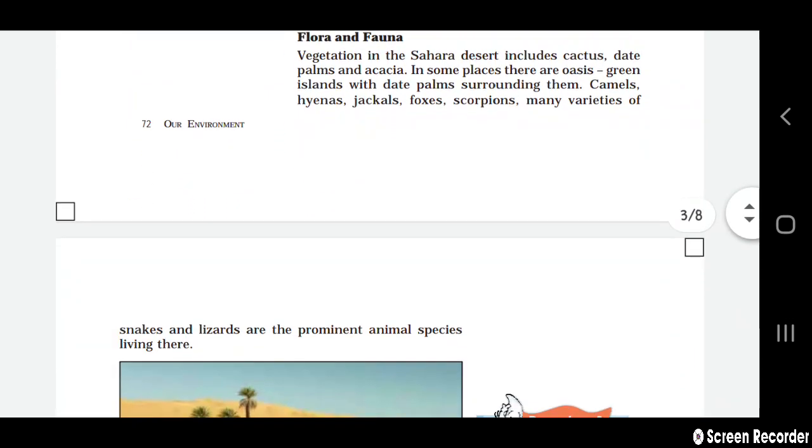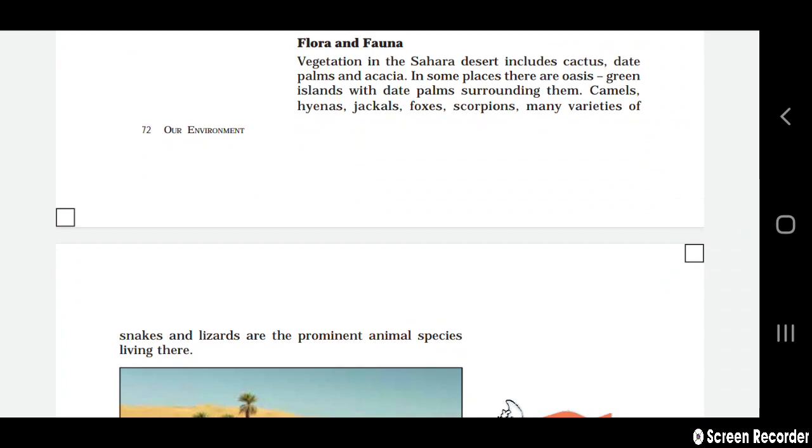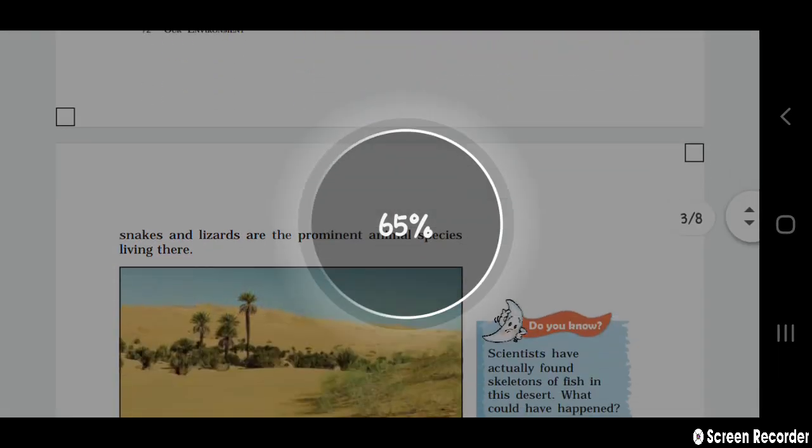Next, flora and fauna, that is, what plants grow in this desert. Vegetation in the Sahara Desert includes cactus, date palms, and acacia. In some places there are oases, which are green islands covered with date palms. Animals include camels, hyenas, jackals, foxes, scorpions, and a variety of snakes and lizards.